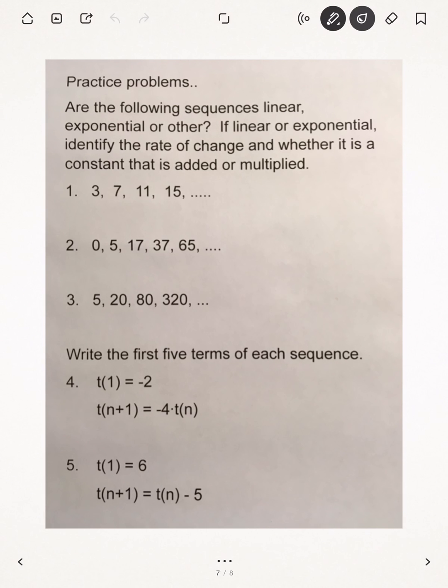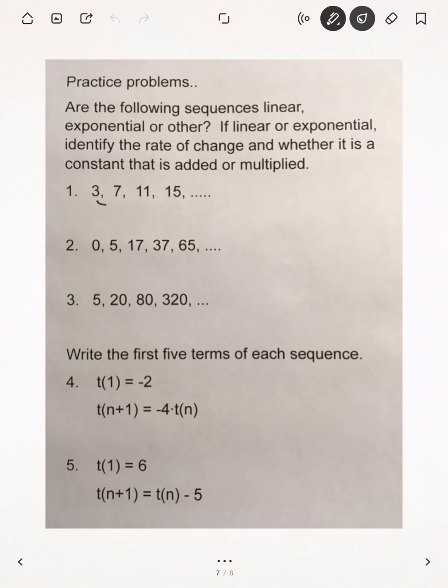All right, are the following sequences linear, exponential, or other? If linear or exponential, identify the rate of change and whether it is a constant that is added or multiplied. So we want to know if this is linear, exponential, or other.